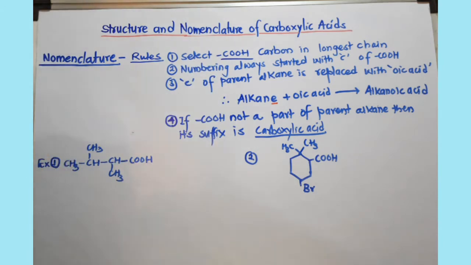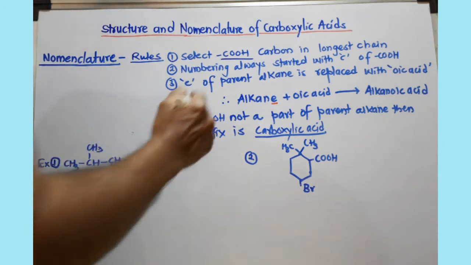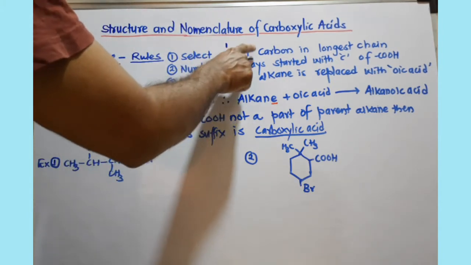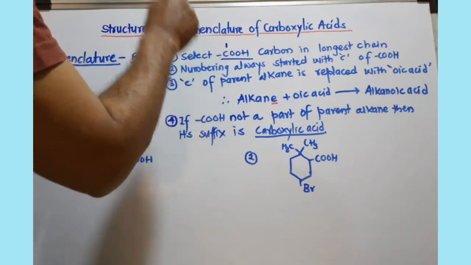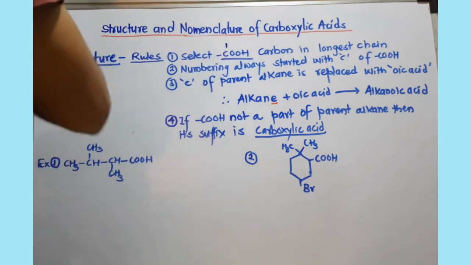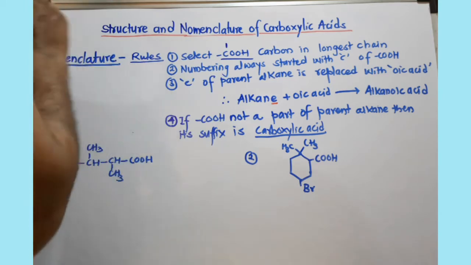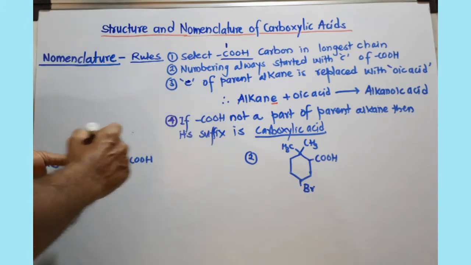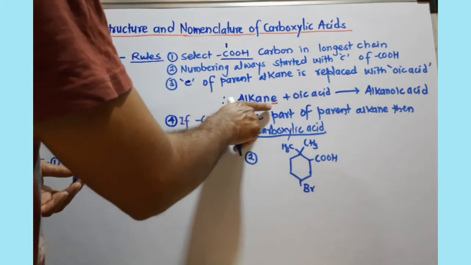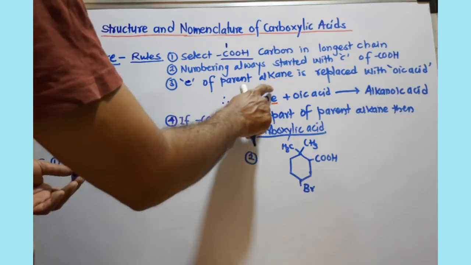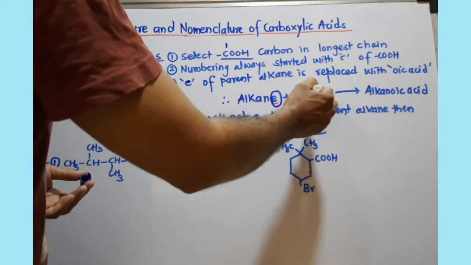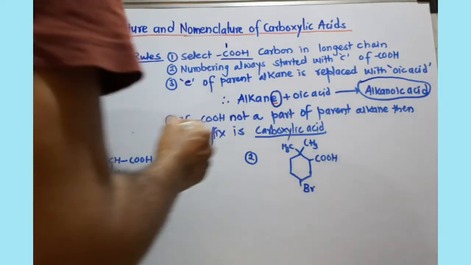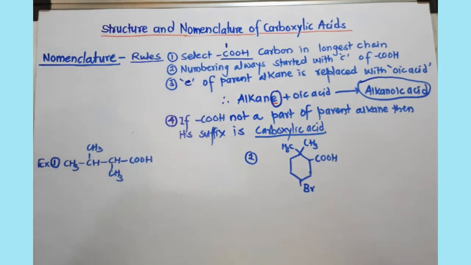Next, if numbering is required, you always start numbering with this carbon. So this is always 1. The carbon present in the carboxy group is always carbon number 1. Then you start numbering. After that, you find out the name of the parent alkane and replace the E from that name with oic acid. So if the name of the parent alkane is alkane, you have to drop this E and join oic acid. So it becomes alkanoic acid. So all aliphatic carboxylic acids are alkanoic acids.